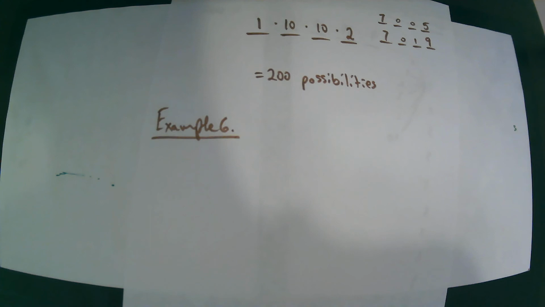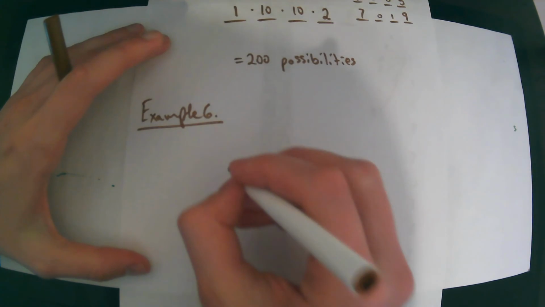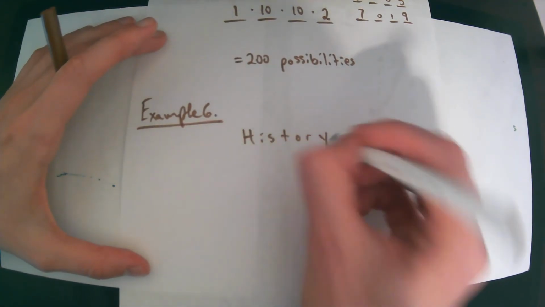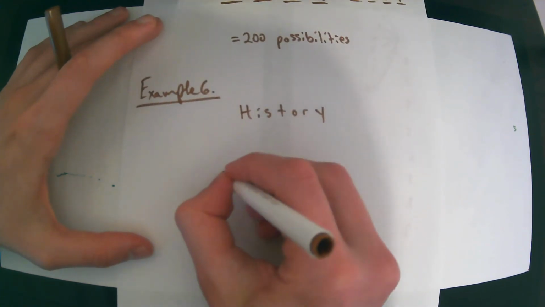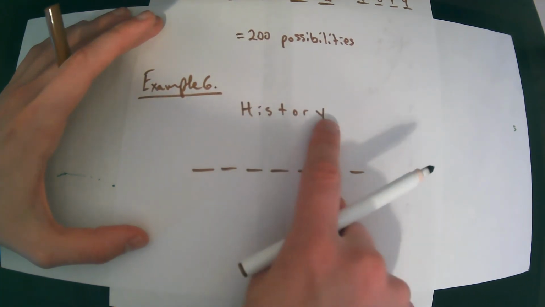Example 6. How many ways are there to arrange the letters in the word history? So we have the word history, and we're asking, given those letters, how many different ways can we rearrange them to make, well, probably not a new word, but just rearrangements of those letters. Well, the word history has 7 letters. 1, 2, 3, 4, 5, 6, 7.